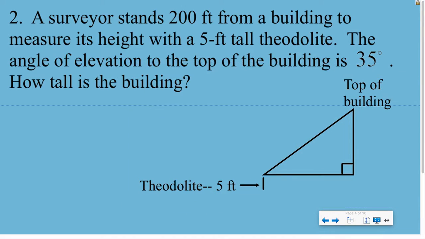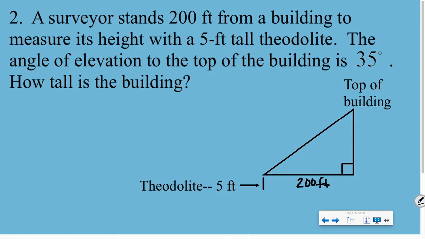So on number 2, it says a surveyor stands 200 feet from a building. Yours is already labeled, I'm pretty sure. To measure the building's height with a 5-foot tall theodolite. A theodolite is an angle measuring device.